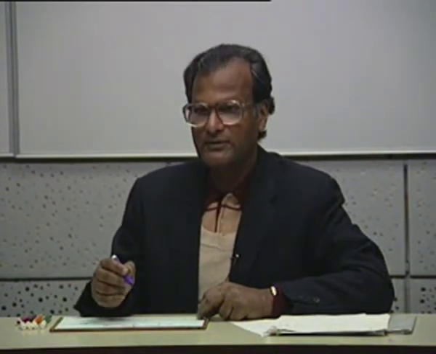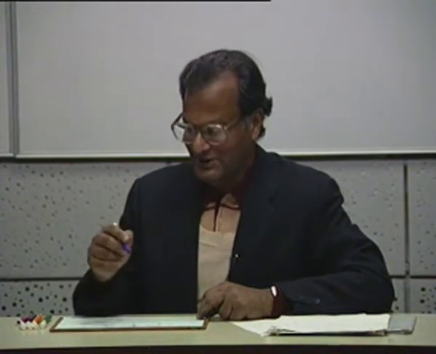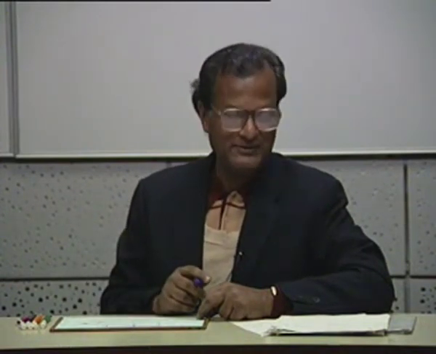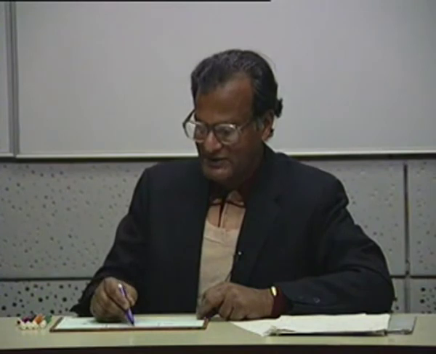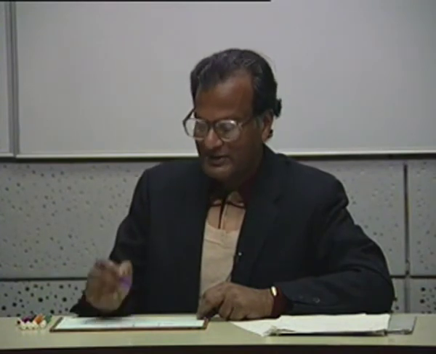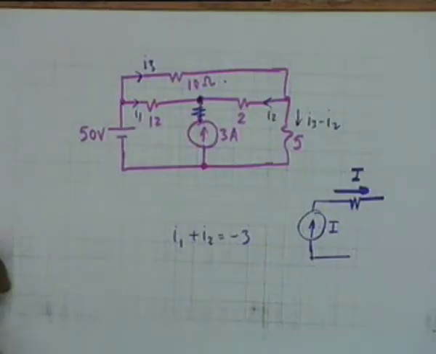node. Even then you cannot write a KVL equation, because you can find this drop, but you do not know what the drop across the current generator is. Alright. Any other question? Okay.